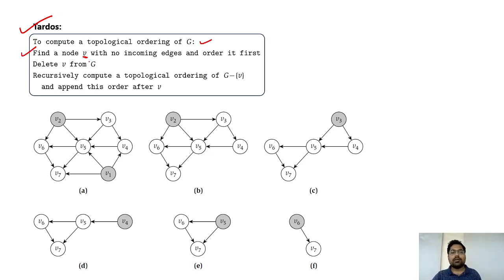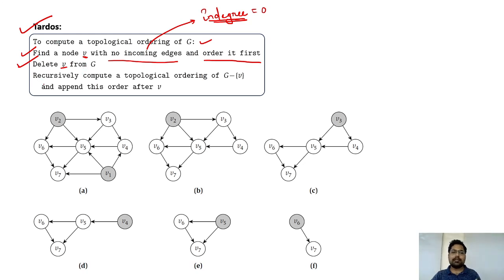Find a node, or you can say vertex V, with no incoming edges. No incoming edges means we are focusing on in degree. As we have already discussed what in degree is, we will discuss it here too. If in degree is 0, then you have to order it first, means that will be ordered first.